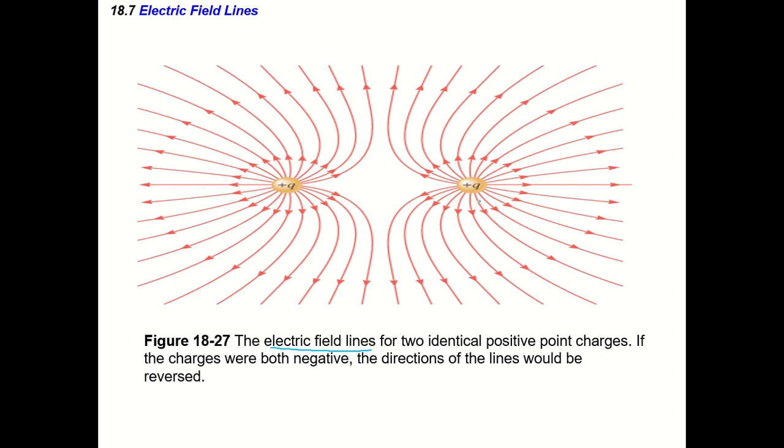If both are negative, minus minus, this will be reversed. So now the lines are going away. You see it going away, the charges repel each other. Reverse means the lines are still going away, but in the reverse direction.